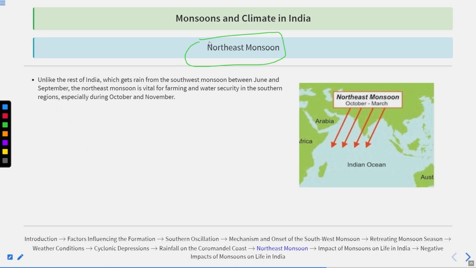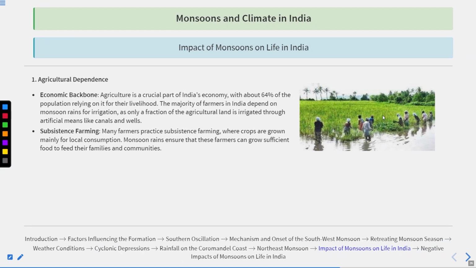Thereafter, the northeast monsoon. Unlike the rest of India, which gets rains from the southwest monsoon between June and September, the northeast monsoon is vital for farming and water security in the southern regions. Why? Because the Arabian branch moves there first and then the Bay of Bengal branch moves there. This region does not receive any rainfall during this time. But when the monsoon goes back, it goes back by these regions. So this region receives rainfall between October and March.